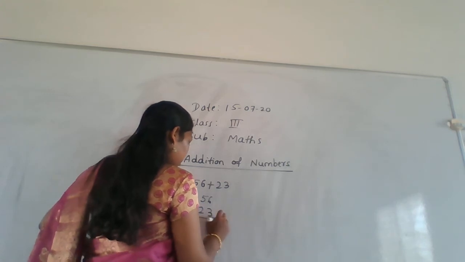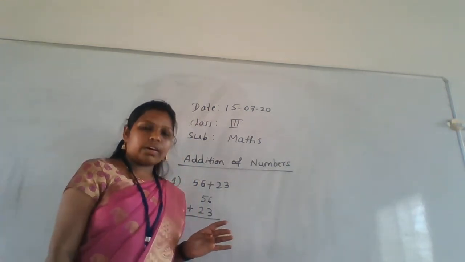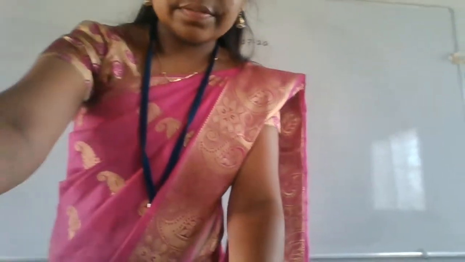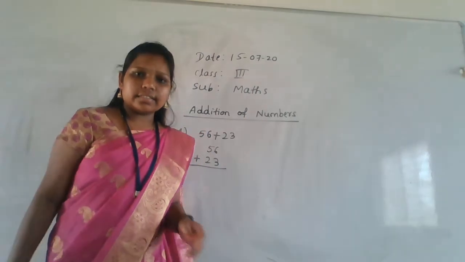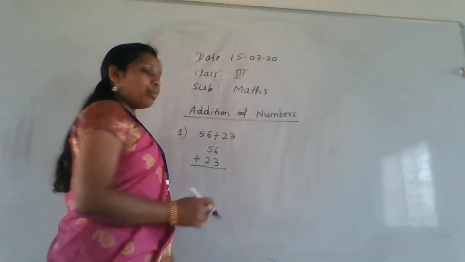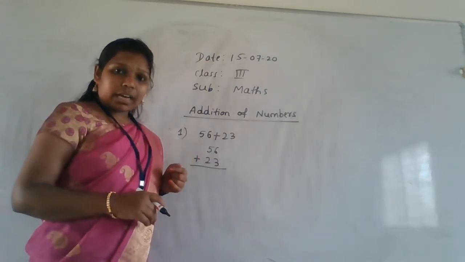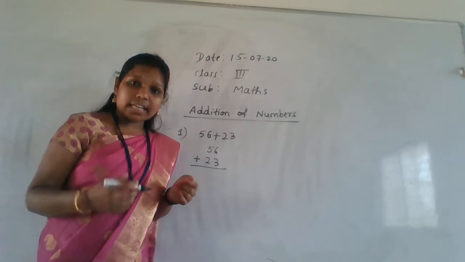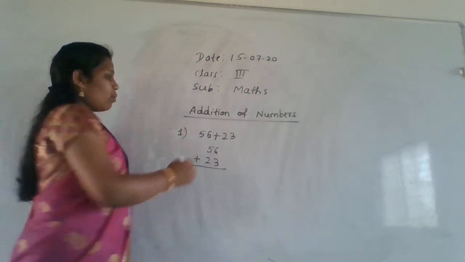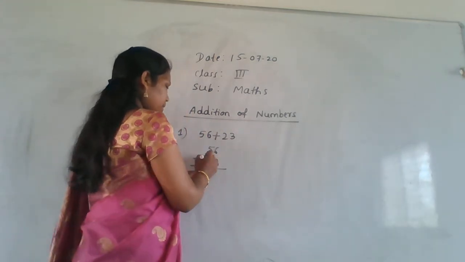Here is the addition symbol. Here is addition of numbers. You already studied this in second standard, right? Again I am telling how to add the numbers. This is actually a warm-up syllabus. Whatever you studied in the last class is given here. So 56 plus 23.